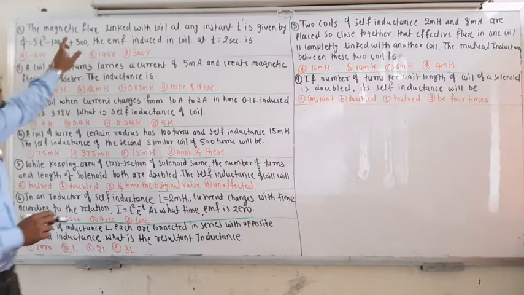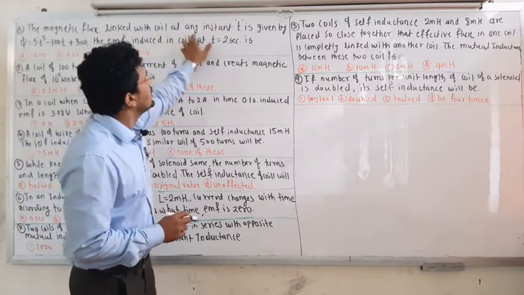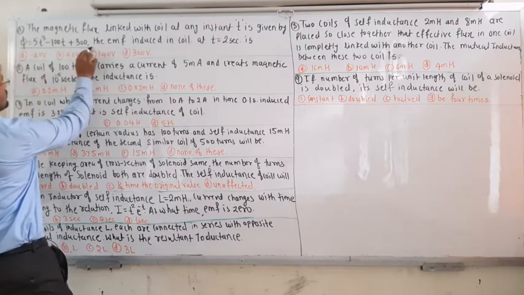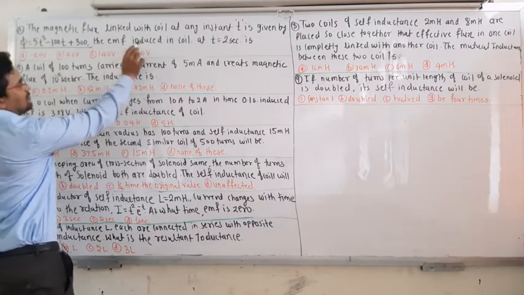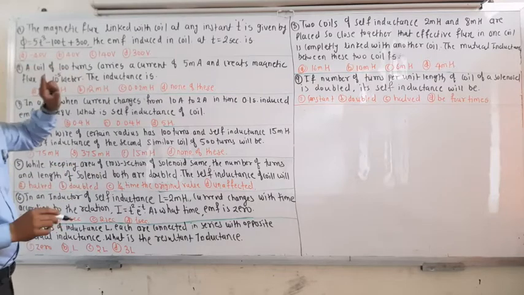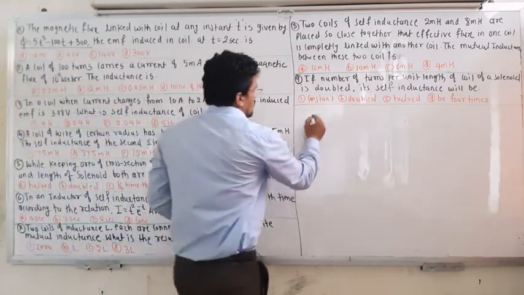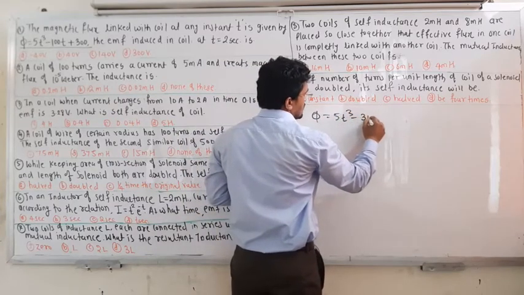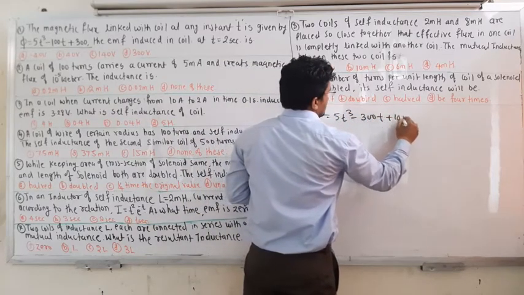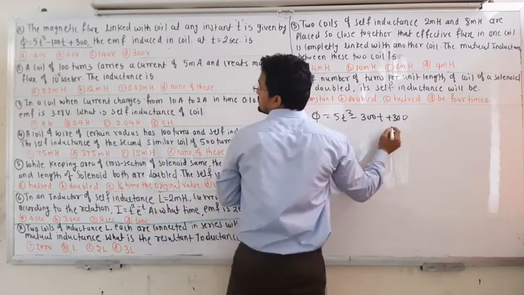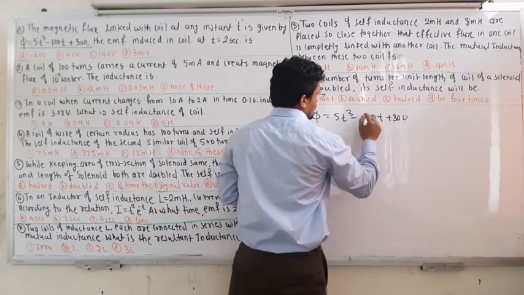The magnetic flux linking with the coil at any instant t is given by this equation. So the flux linking with time is given, and we need the EMF induced in the coil at t equal to 2 seconds. These are the options. The flux is given as 5 t cube minus 100 t plus 300. Sorry, it is 100 t, not 300.